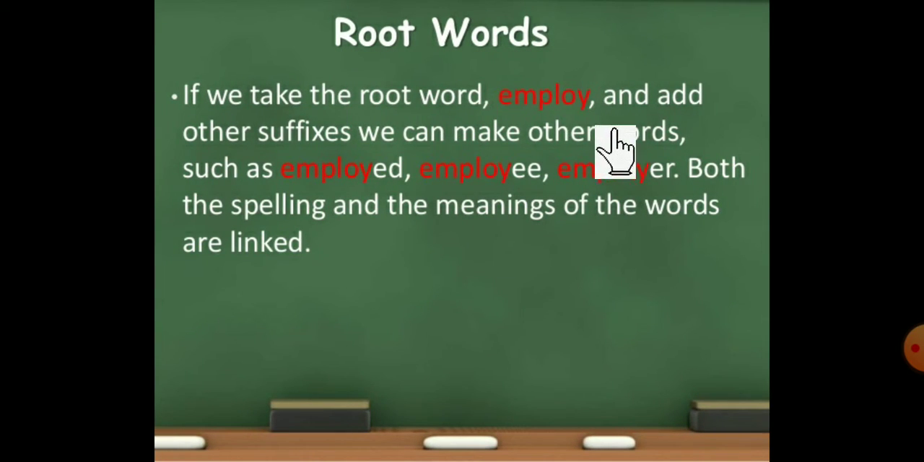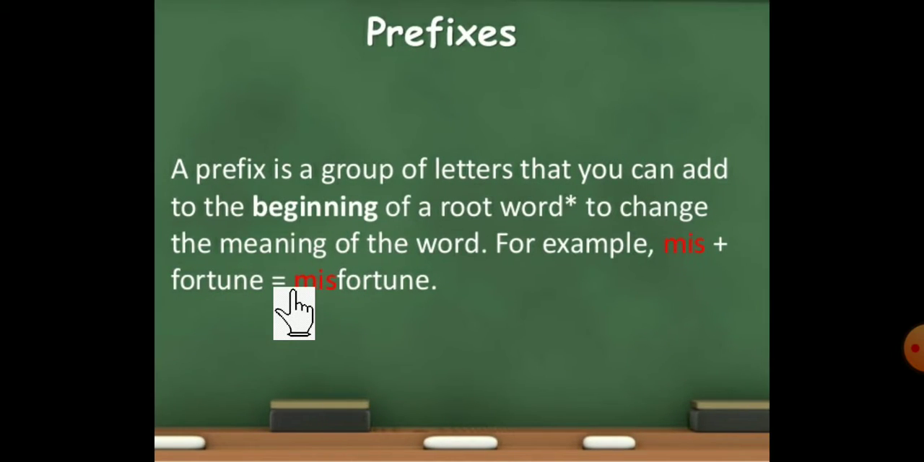First, here again one example we can consider. We have already seen this in detail, but here again they have given it: if we take the root word employ and add other suffixes, we can make other words. Suppose employ is a root word and we add ed as a suffix, the meaning changes. If we add ee, the meaning changes. If we add er at the end, the meaning will be changed. Both the spellings and the meanings of the words are linked here. Got it?